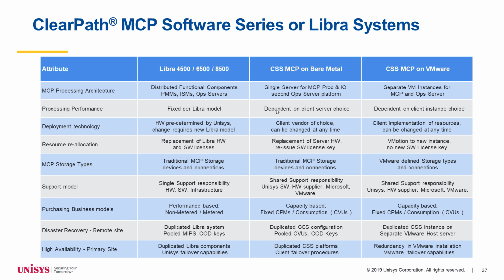And for VMware, it gets even a little more complicated because it's dependent upon the client instance of your choice as well as the underlying hardware that you have available to you in the VMware environment. For the deployment technology, the hardware is predetermined in a Libra system, and change requires a new Libra model to be released, such as we just did this year with a complete refresh of our product line. So it's predetermined by Unisys. You will receive the servers that we have chosen for our Libra systems.